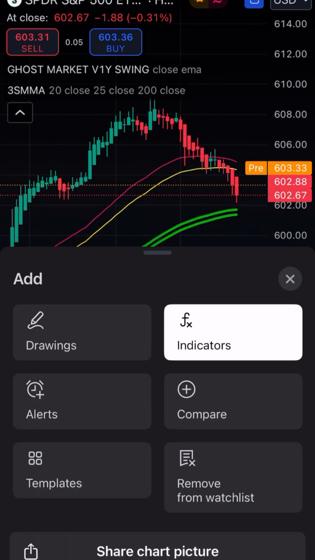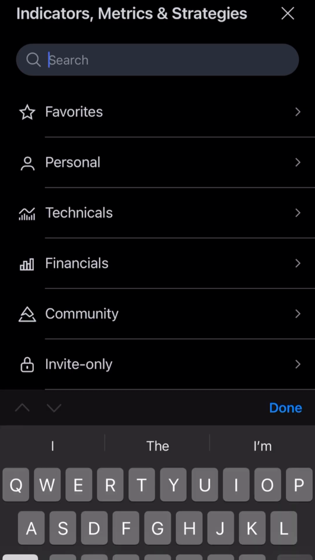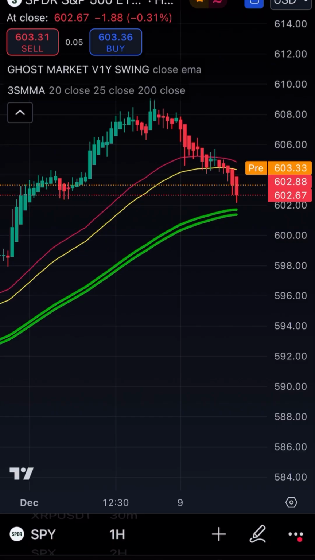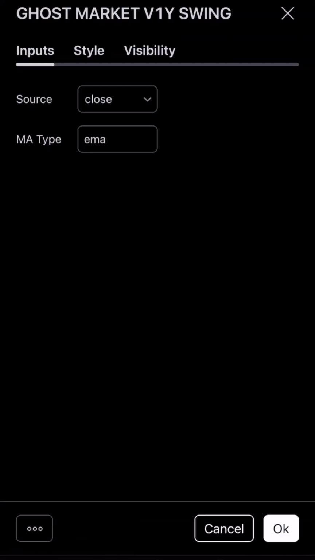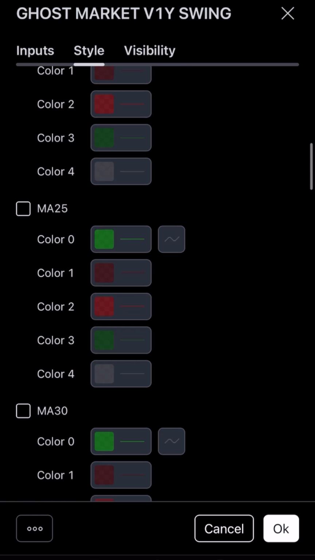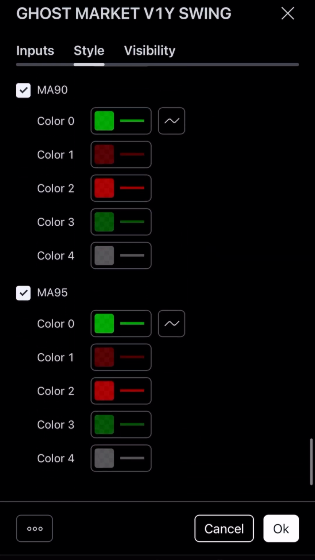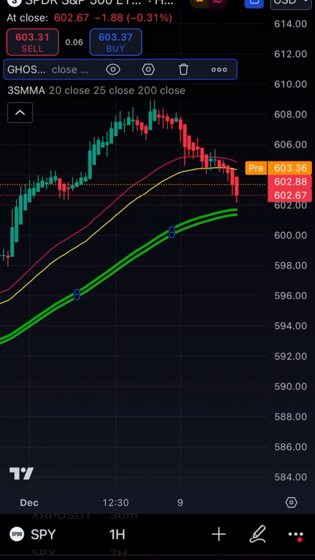But anyway, what you need to do is go to CM EMA trend bars, you're going to click that twice, and you're going to be putting in 90 and 95. I have it up here with Ghost Market Pro. That was a paid indicator that I bought a long time ago. It's kind of how I found this formula out. So I use Ghost Market Pro. I'll put the link below if you guys want to get Ghost Market Pro. I've made videos about it, so that's a separate video. But basically I have my 90-95 right here.